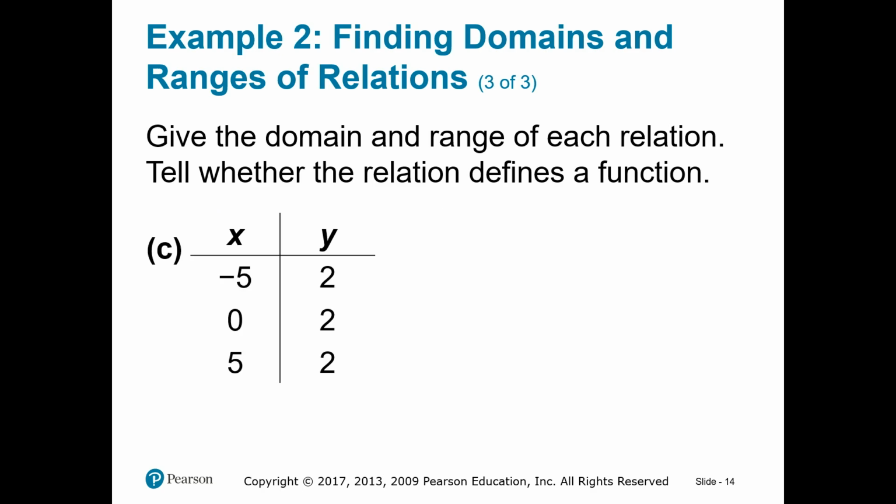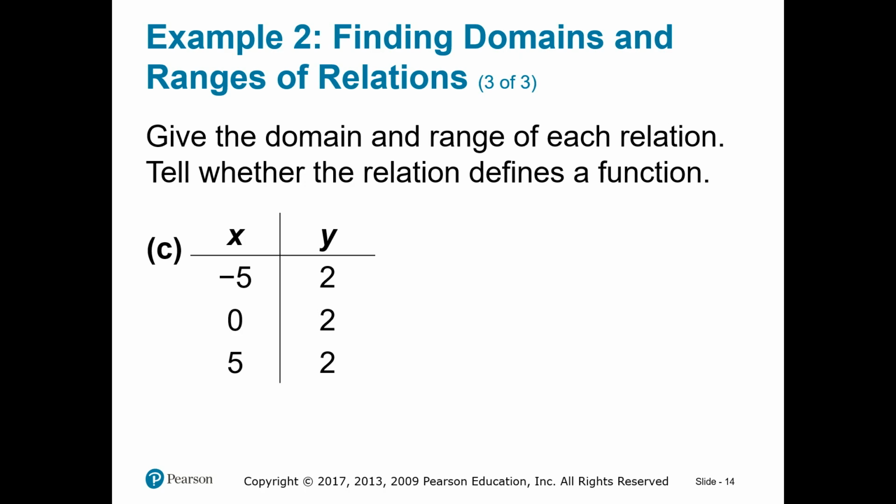What do you think? Is this a function? This is the relation given in a table. So that means -5 corresponds with 2, 0 corresponds with 2, and +5 corresponds with 2. What do you think? Is this a function? Yes, this is a function, right? And then what will be the domain? -5, comma 0, comma 5.